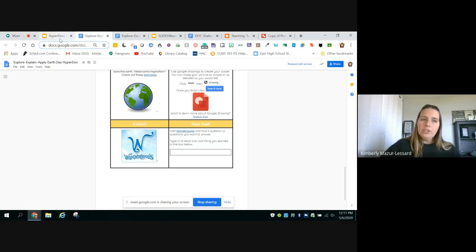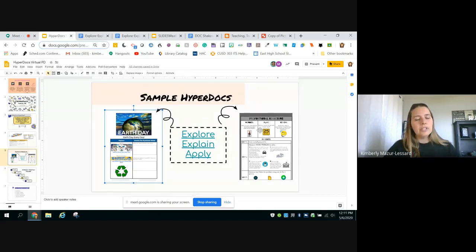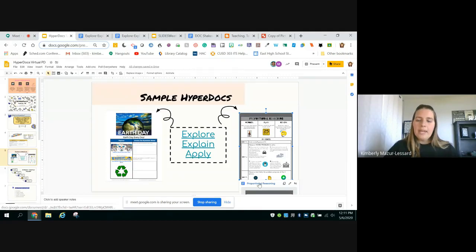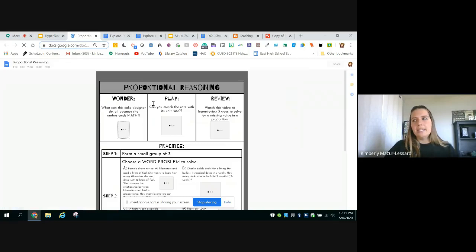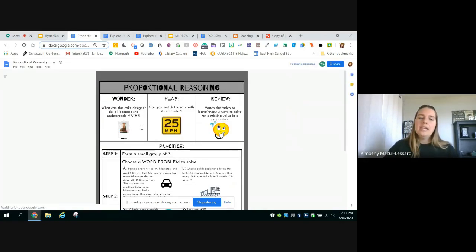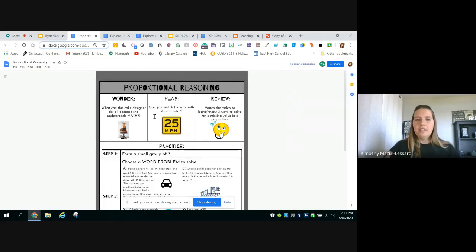So when you build your interactive HyperDoc, you allow for these different stages and for students to take control of their learning, and they kind of are put in the driver's seat. This other example that we have here is going to look a bit different. We're still following this idea of Explore, Explain, Apply, but now it becomes Wonder, Play, and Review. And as you can see, this is formatted differently. Keep in mind that both are using Google Docs, both are using the simplified learning cycle of Explore, Explain, Apply, but they look quite different.